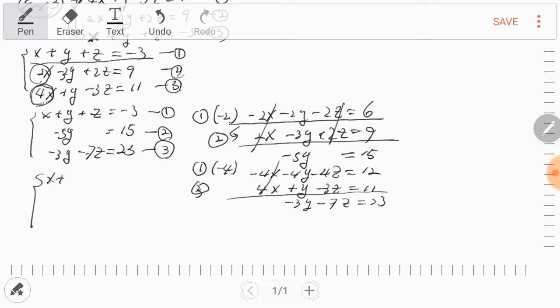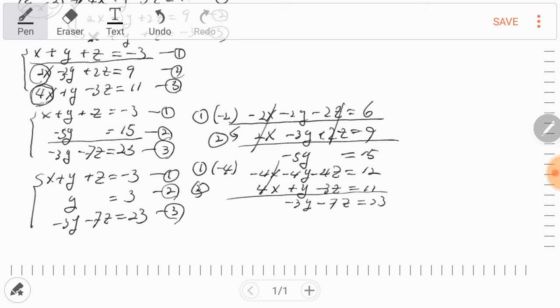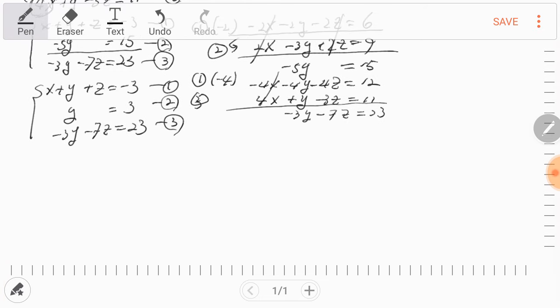So the first equation is unchanged. Second equation, divide the second equation by -5. Then y equals 3. The third equation stays the same. So we have another equivalent system of equations.